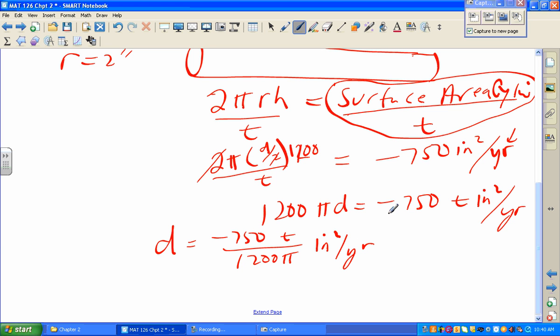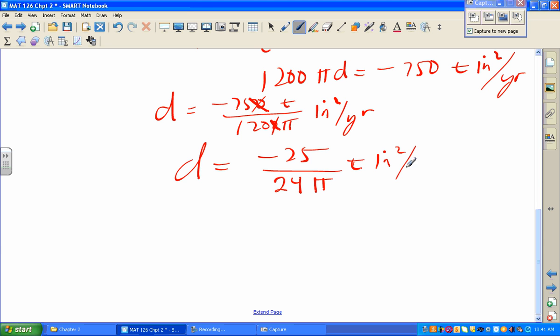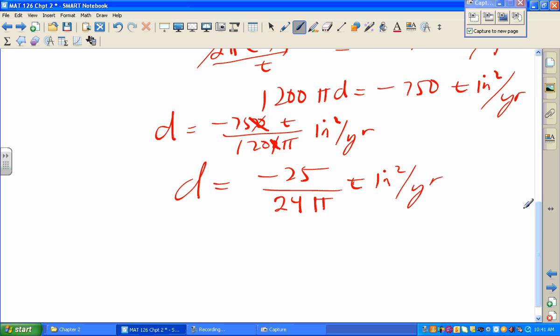You can simplify a little bit. What's negative 750 over 1,200? Divide by 25. Divide by 5. Negative 25 T over 40 pi inches squared per year. I'm not really liking that answer a whole lot. It doesn't look familiar, but that's okay.